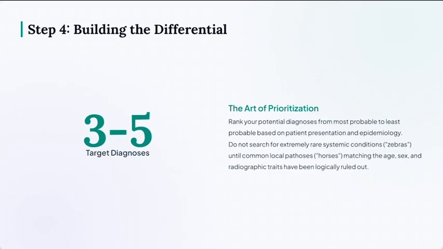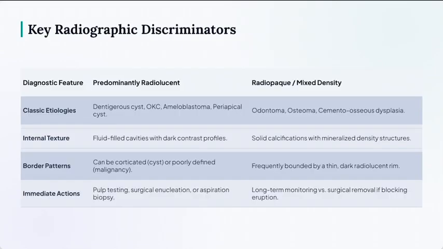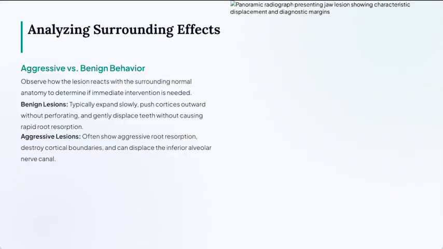You should formulate a list of 3 to 5 target diagnoses, and this is the art of prioritization. Aggressive versus benign behavior: benign lesions typically expand slowly, push cortices outward without perforating, and gently displace the teeth without causing rapid root resorption. However, aggressive lesions often show aggressive root resorption, destroy cortical boundaries, and can displace the inferior alveolar nerve canal.